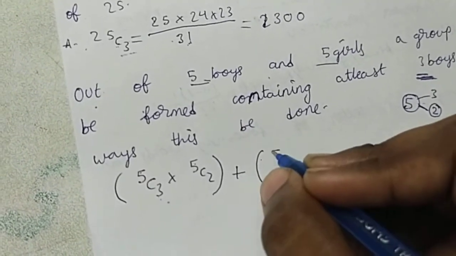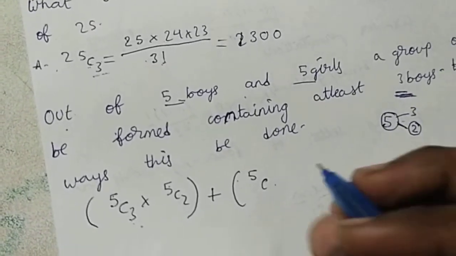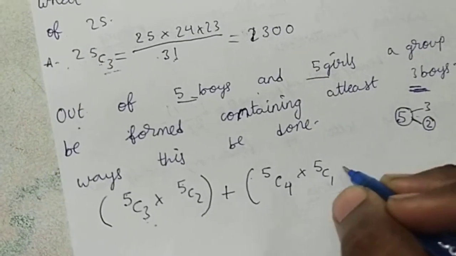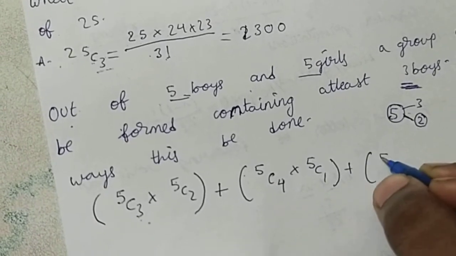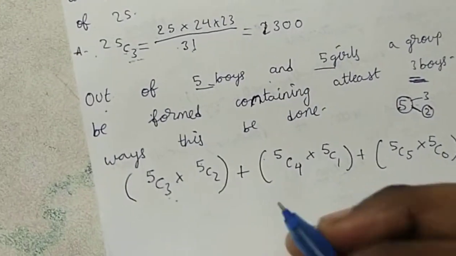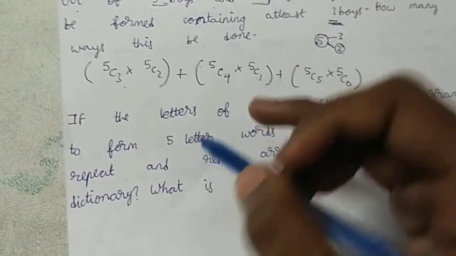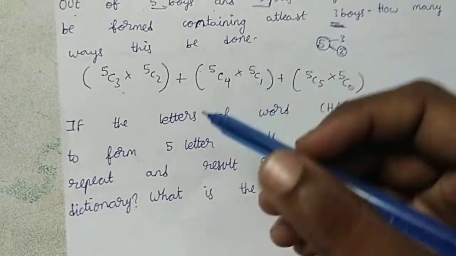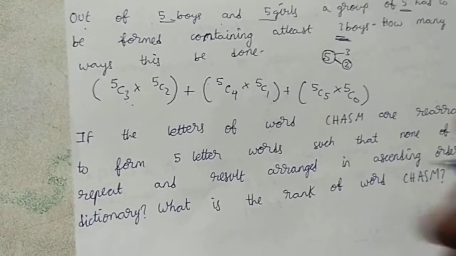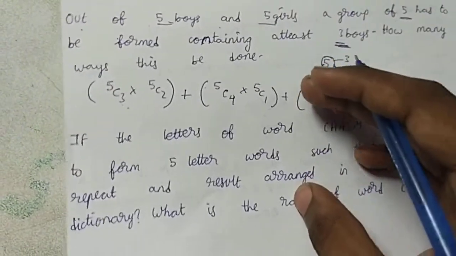We have to repeat this until we reach all 5 boys. So 5C4 into the remaining 1 girl, and 5C5 into 5C0. We can solve this and get the answer. This is a very important question compared to the previous one, and it is very tricky and confusing, and that is why this model of question is asked repeatedly.